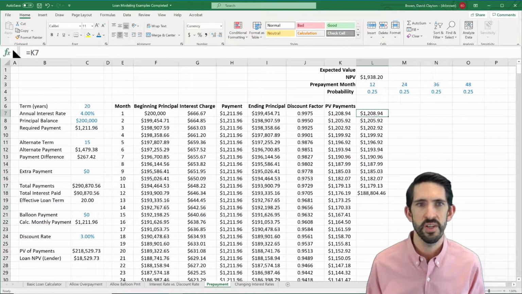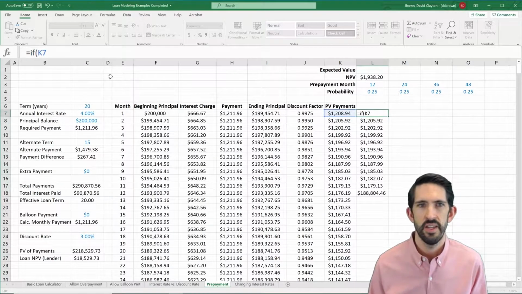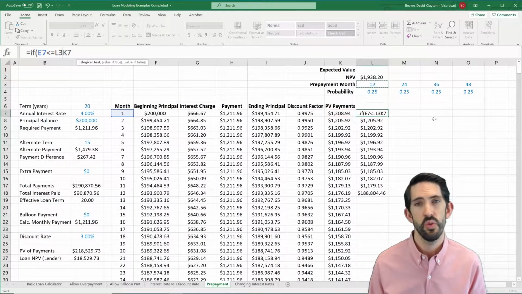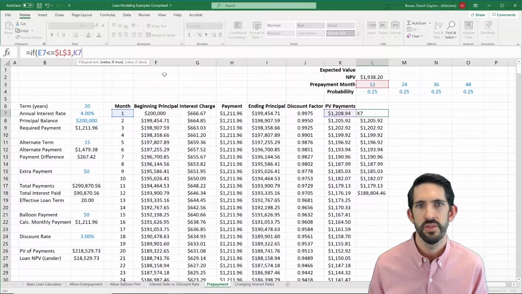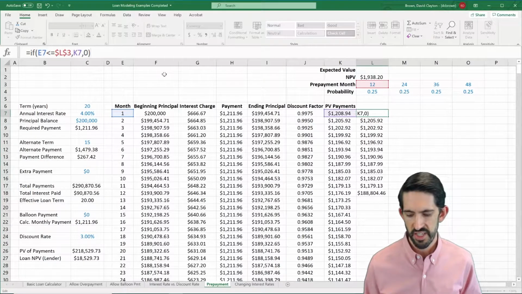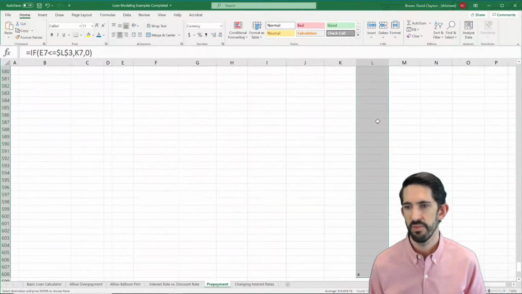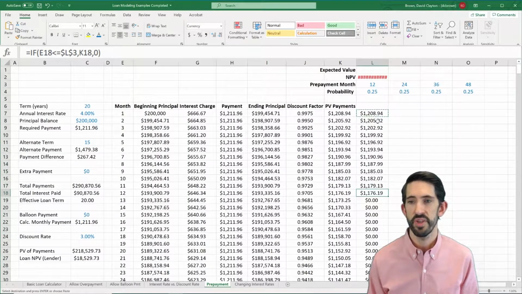So what we're going to do here is we're going to say IF, and now let's say if our month is less than or equal to 12, our parameter, then let's include our payment amount, otherwise 0. All right, so that's going to be just our payment amount. If we drag this down now, let's copy that down and make sure it works. It looks like it worked at least for that piece, right?